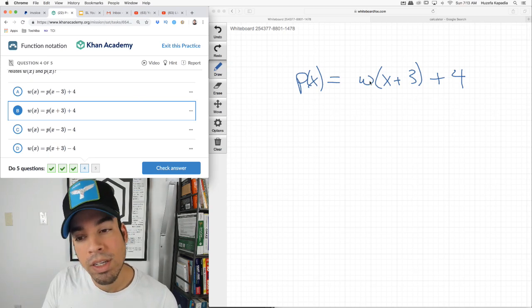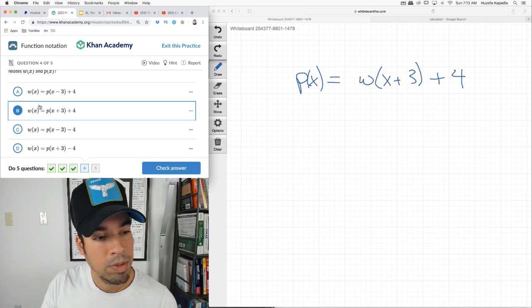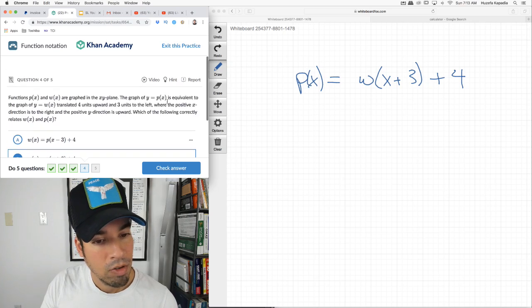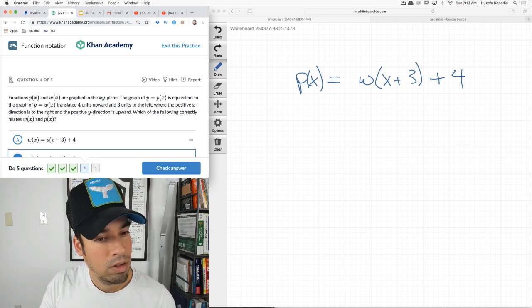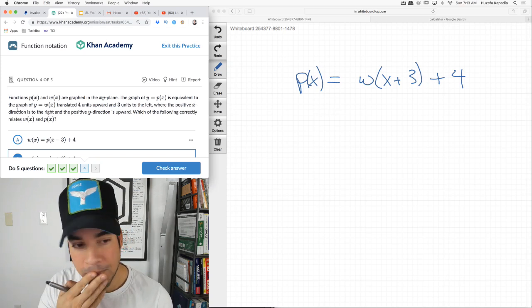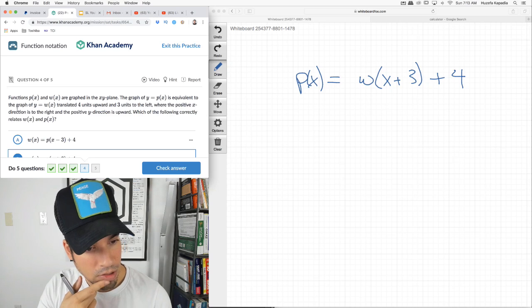Because I'm reading it as, hey, w of x is this guy. Oh, wait. Let me read it one more time. Graph of p of x is equivalent to this function when it's translated 4 units up and 3 units to the left, which is what I have here. P of x is equivalent to that, right? It's equivalent to the graph of w of x.